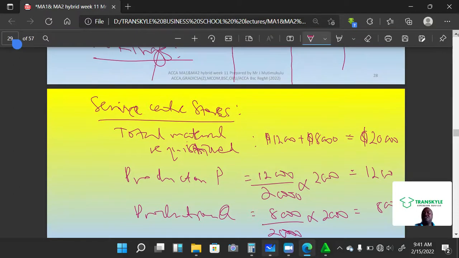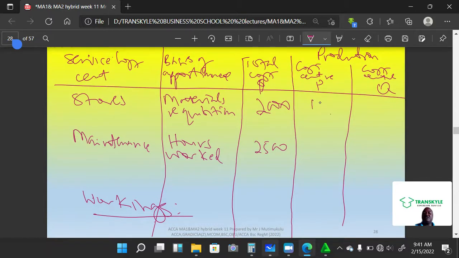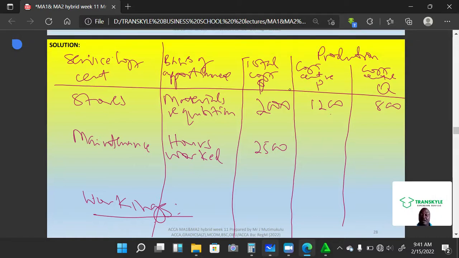So let us slot in those figures in our table. We determine that this one is 1,200 and this one is 800. So the 2,000 here has been apportioned between production center P and production center Q. Let us now do the maintenance. You can pause the video here and do the maintenance alone to see if you can come up with the right figure. All right, let's do it together.